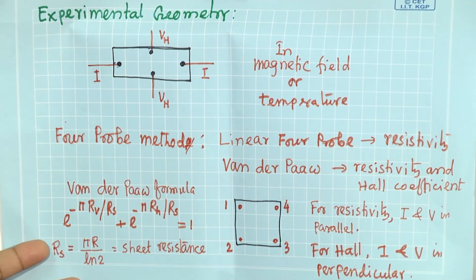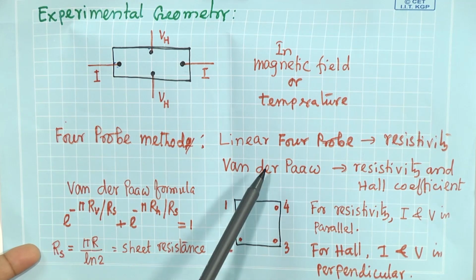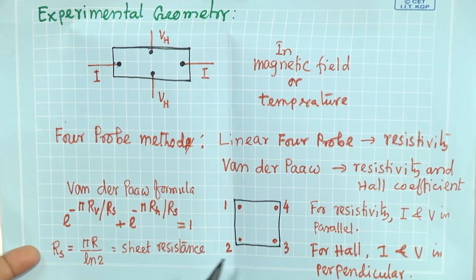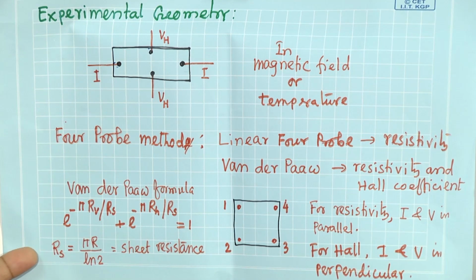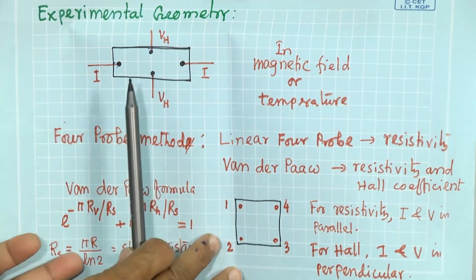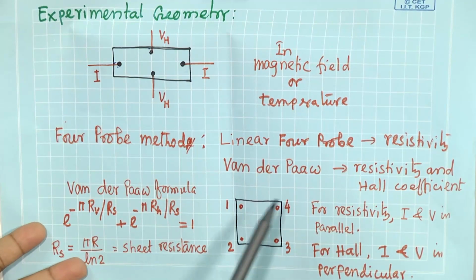So Van der Pauw geometry gives us the facility for measuring both the resistivity and the Hall voltage, the Hall coefficient. When you measure the resistivity, we use these two probes for current and these two probes for voltage. So it is in the same line, so parallel. The I and B parallel.